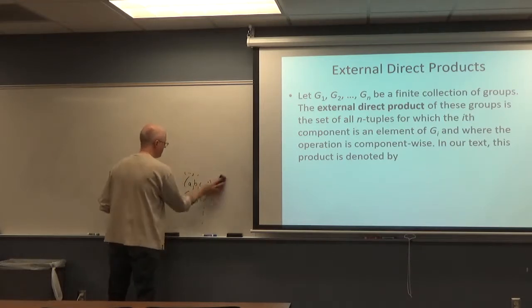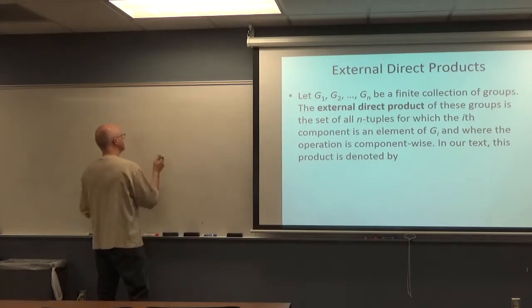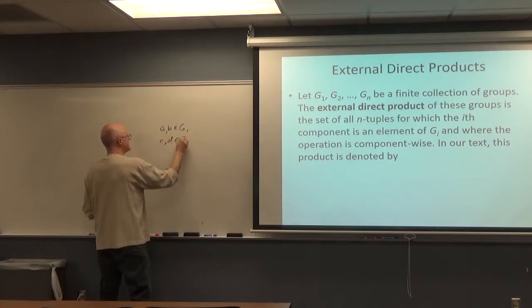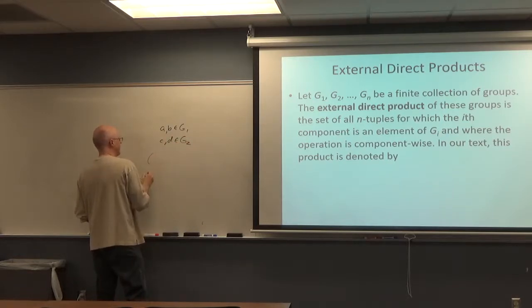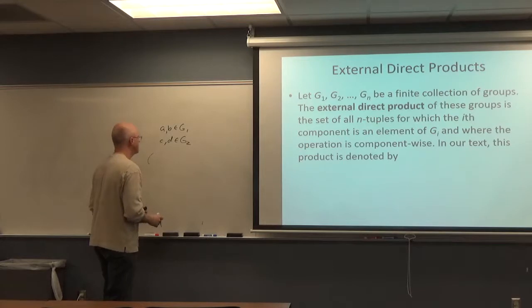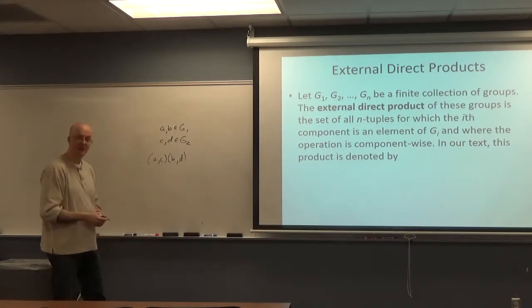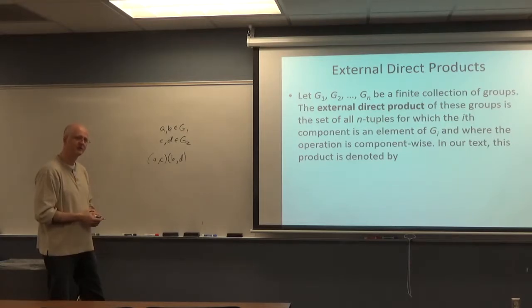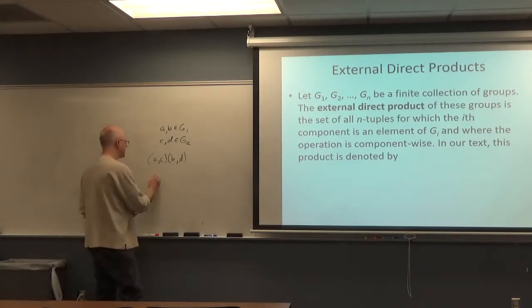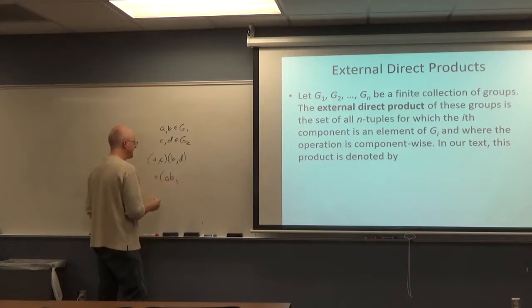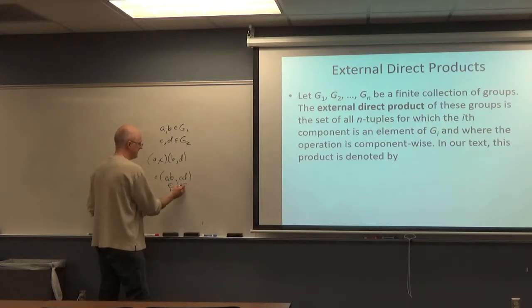Meaning, say A and B are in G1 and C and D are in G2, and I'm considering the external direct product of G1 and G2, so I want to multiply those 2 tuples, those ordered pairs. You do it component-wise. A gets multiplied by B in G1, and C gets multiplied by D in G2.